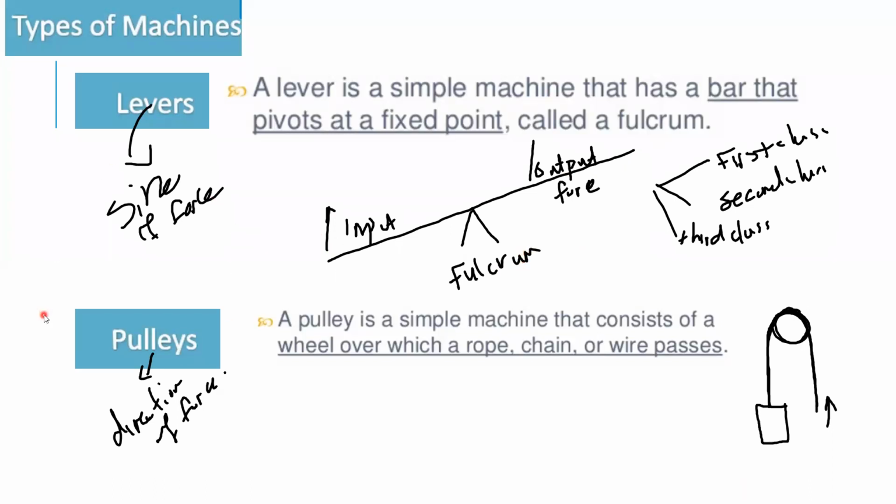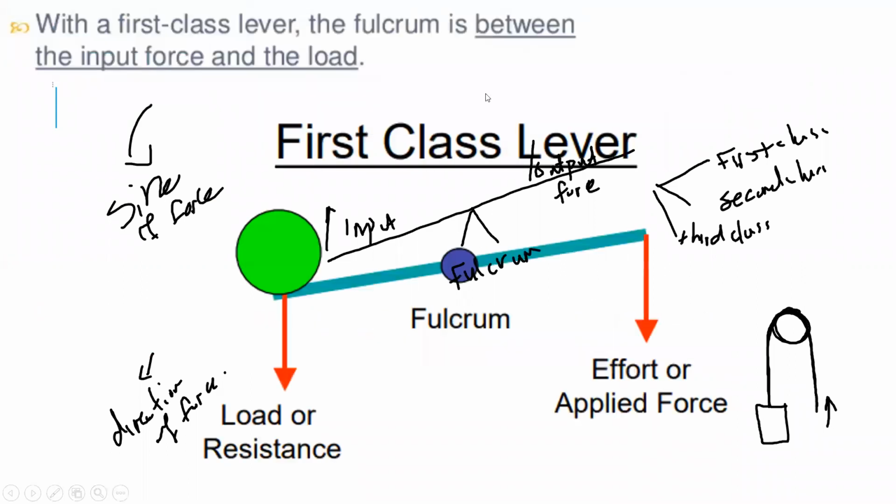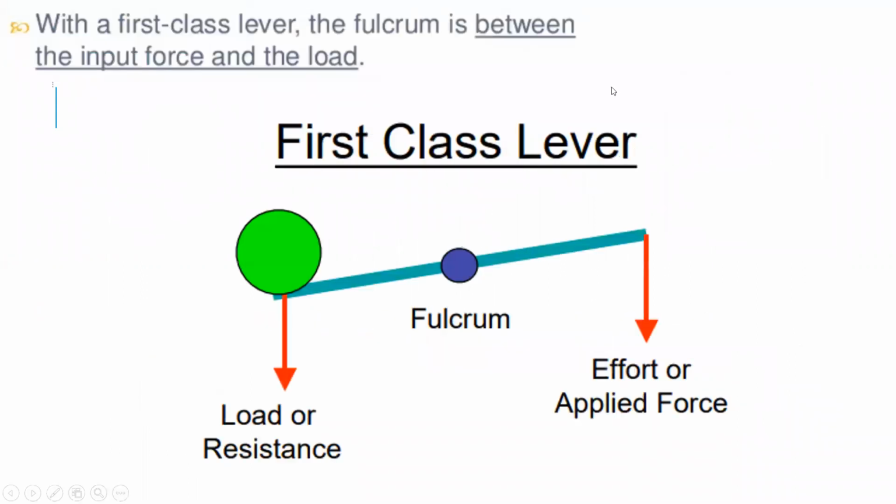And the second type of machine, which changes the direction of the force, we call a pulley, which is a simple machine that has a wheel over a rope. Let's now start with the first type of lever, which we call the first class lever.